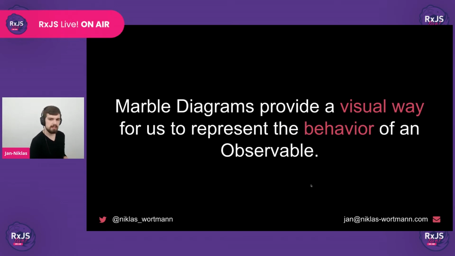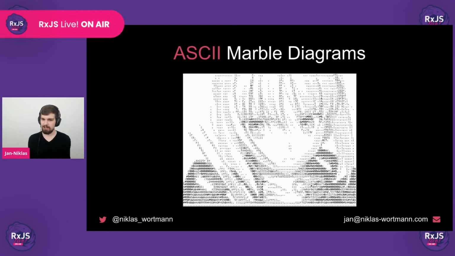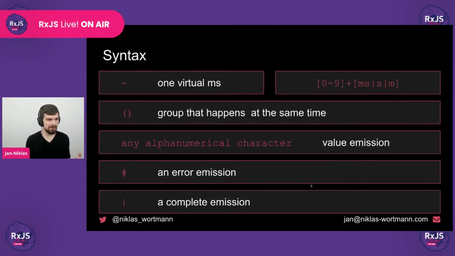And marble diagrams themselves are amazing, right? They're in the docs. Every blog post that is about RxJS usually leverages marble diagrams to some extent. And therefore, the idea came up a couple of years ago: why don't we use marble diagrams for testing purposes? And in our situation, we're actually talking about ASCII marble diagrams. And I'm not talking about this level of ASCII art, but more like how to represent a marble diagram as ASCII art. So for this, you have to learn a little bit of new syntax.